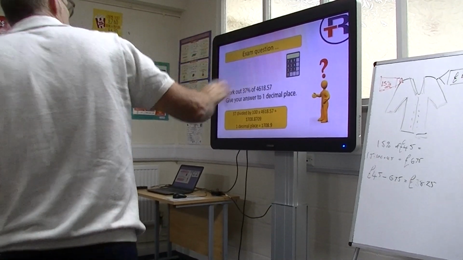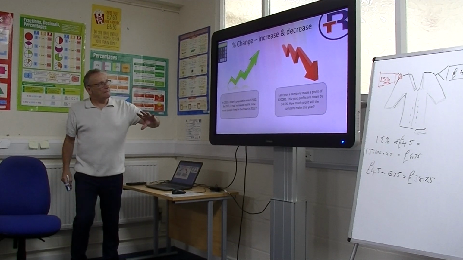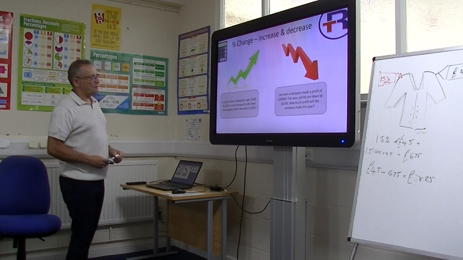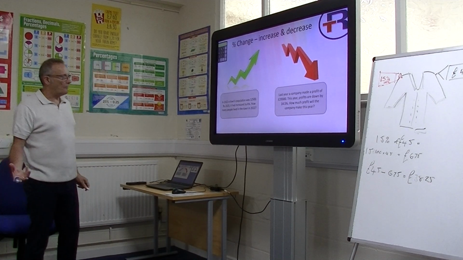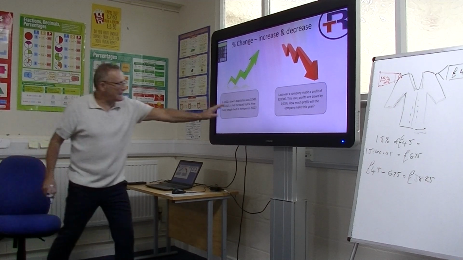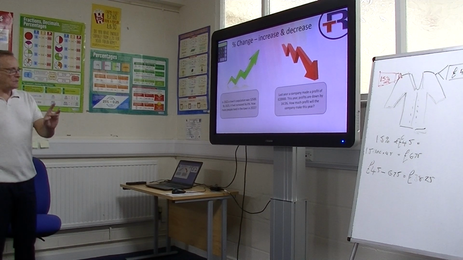So we already know that skill. So here's a couple of examples. In 2022, a town's population was 12,500 people. By 2023, it had increased by 6%. So how many people lived in the town in 2023?